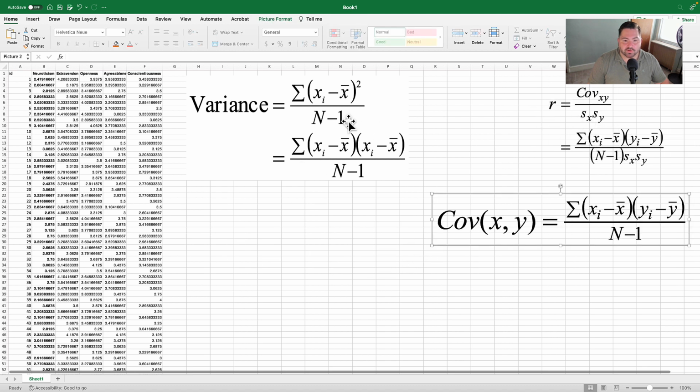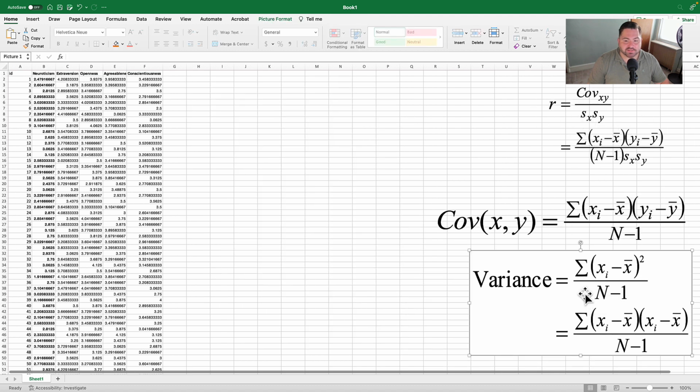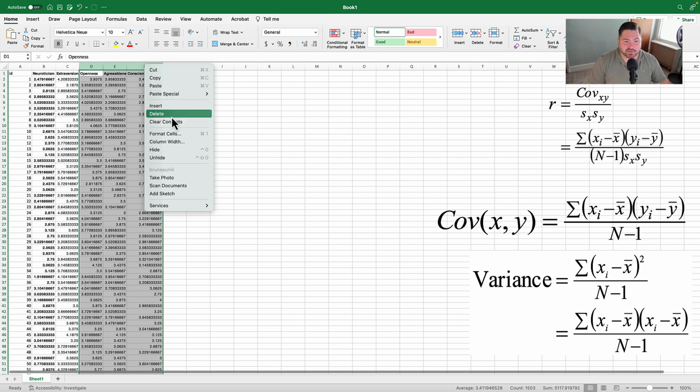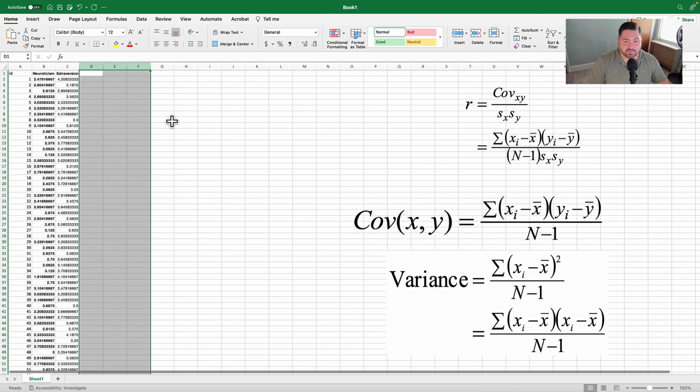But in the real world, we would go through the actual process of calculating all possible relationships for all 5 variables. So we would theoretically be able to determine the relationship between neuroticism and extroversion, neuroticism and openness, neuroticism and agreeableness, neuroticism and conscientiousness, and all possible combinations of those Big Five. But I'm going to just focus on the first 2 just for this exercise. I'm going to delete those columns for now.